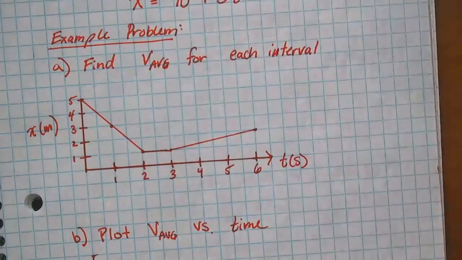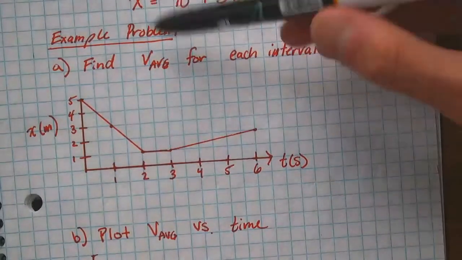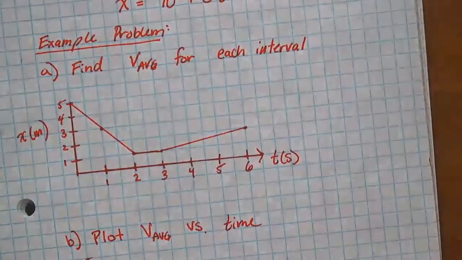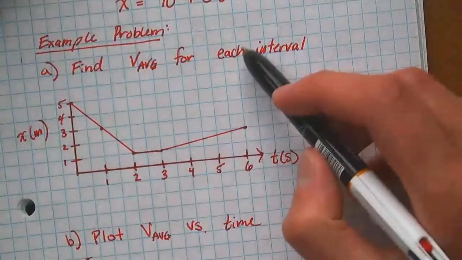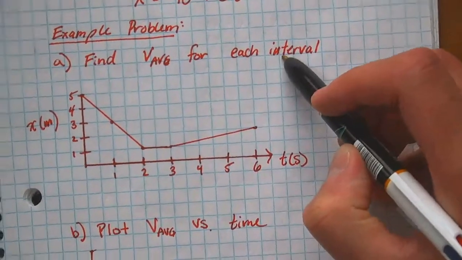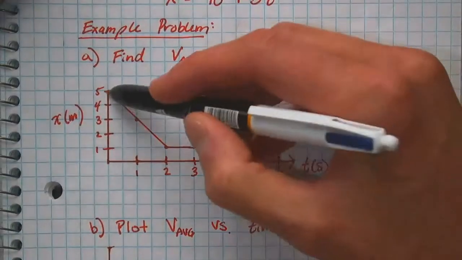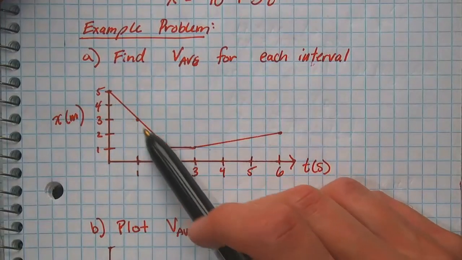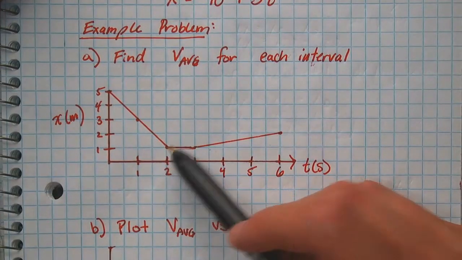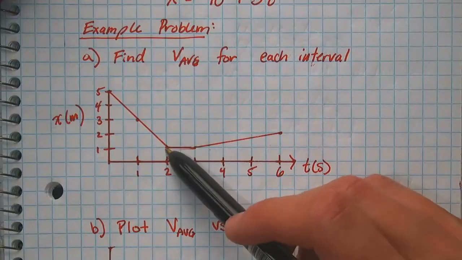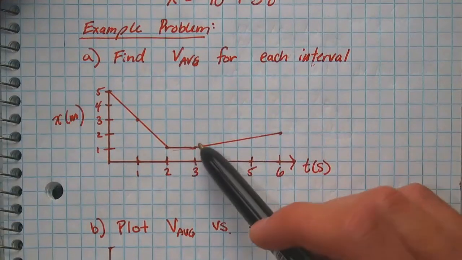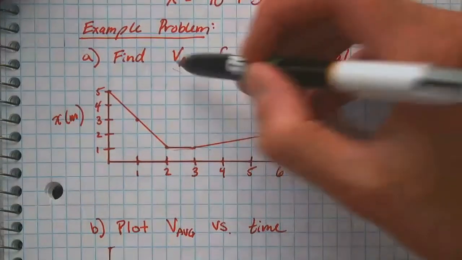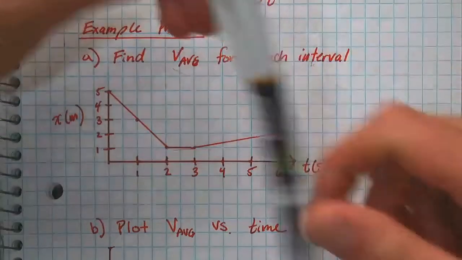Let's take a look at an example problem now, a different one. Okay, so let's say this is our graph here. Find the average velocity for each time interval. By each time interval, what it means is each distinct piece of the graph. We have three distinct pieces of the graph: this part from 0 to 2 seconds, a different part from 2 to 3 seconds, and then another part from 3 to 6 seconds. So find the average velocity, aka find the slope.